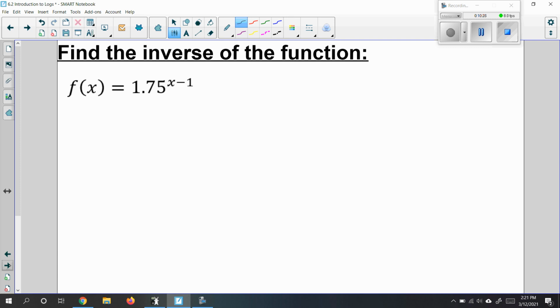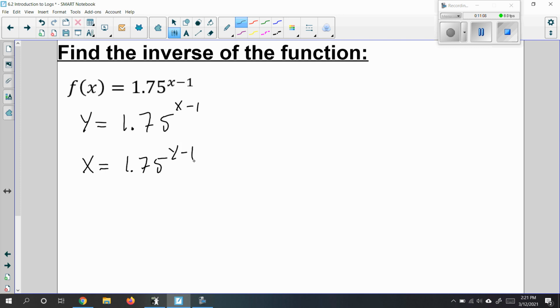Now we want to find the inverse of this function. And to do that, we're going to have to change it into logarithmic form. So the steps for finding the inverse. Step 1, we're going to change all the f of x's to y's. So this is y equals 1.75 to the power x minus 1. The next step in finding the inverse is to swap the x's and y's. So x equals 1.75 to the power y minus 1.